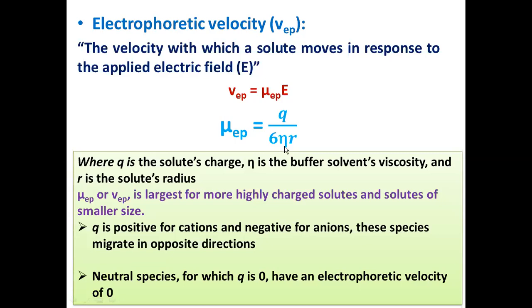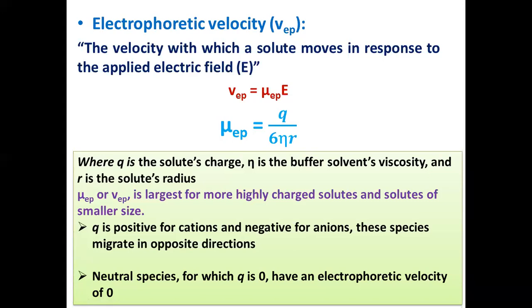We will prepare a buffer solution and that will be retained in the capillary tube. What is the viscosity of that buffer solution? That is denoted by eta, where R denotes the size of the solute, the radius of the solute. So the charge on the solute and the radius of the solute, these two factors are more than enough to decide how the electrophoretic mobility is dependent. If you look at this equation, the electrophoretic mobility is solely dependent upon the charge to size ratio.